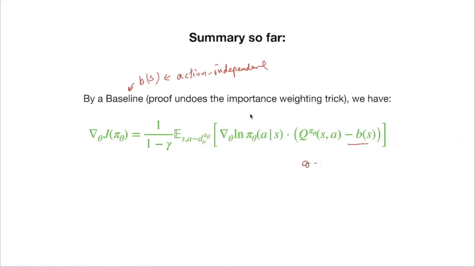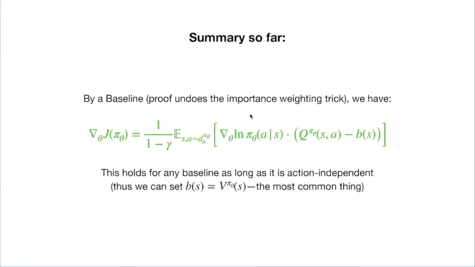Because we proved that the expectation over A from pi theta(S) of the gradient of log pi theta(A|S) times b(S) equals 0. That's what we just proved, right? So that means that just plugging in a baseline is not really going to affect the expression of the policy gradient.